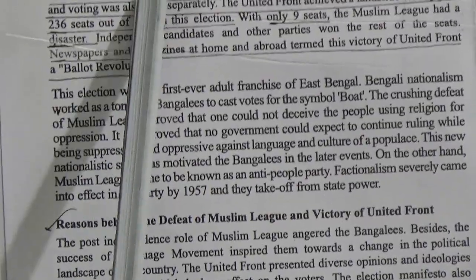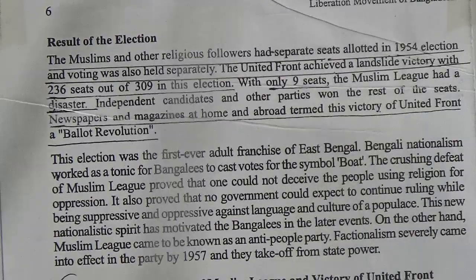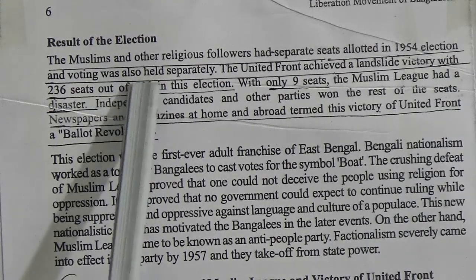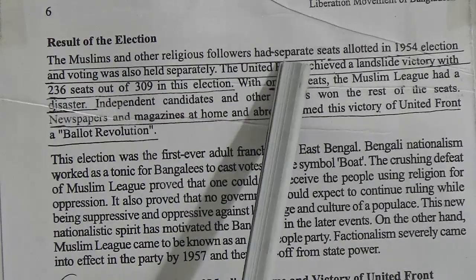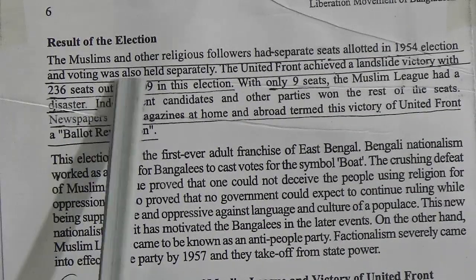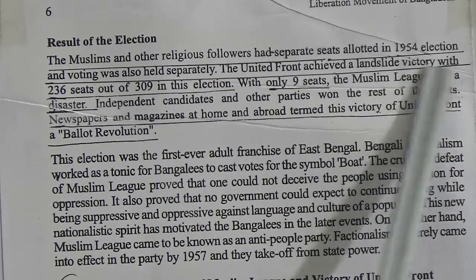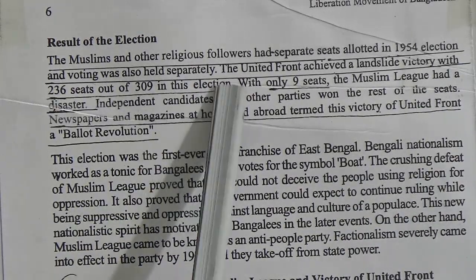The Muslims and the other religious followers had separate seats allotted in the 1954 election, and voting was also held separately. The United Front achieved a landslide victory with 236 seats out of 309 in this election.